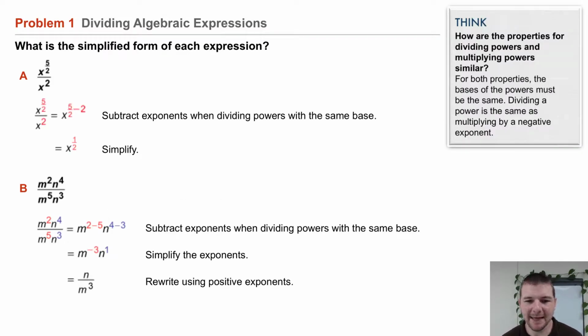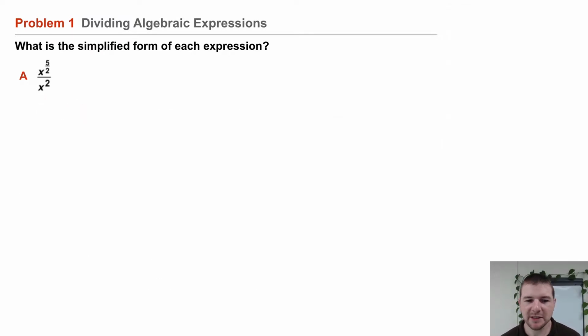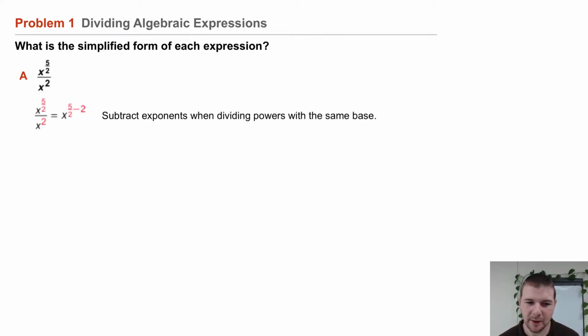Problem 1. Dividing algebraic expressions. What is the simplified form of each expression? A, x to the 5/2 over x squared. Well, subtract the denominator's exponent from the numerator's exponent because we have the same base. This will be x to the 5/2 minus 2, and simplify, that's x to the 1/2 power.